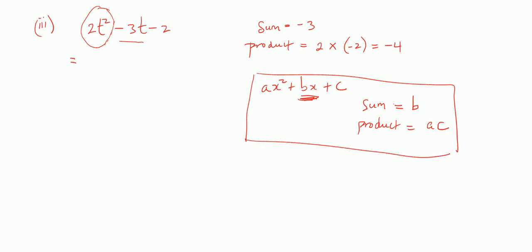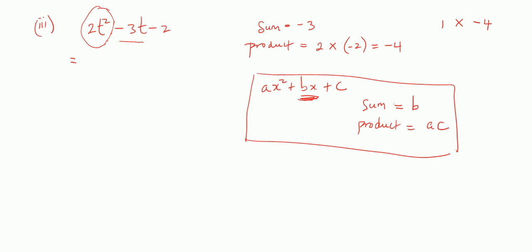Now, I have the sum as minus 3 and the product as minus 4. So what two numbers could that be? So it can be, let's see, 1 by minus 4. Was that correct? 1 multiplied by minus 4 will give me minus 4. And 1 minus 4 will give me minus 3.